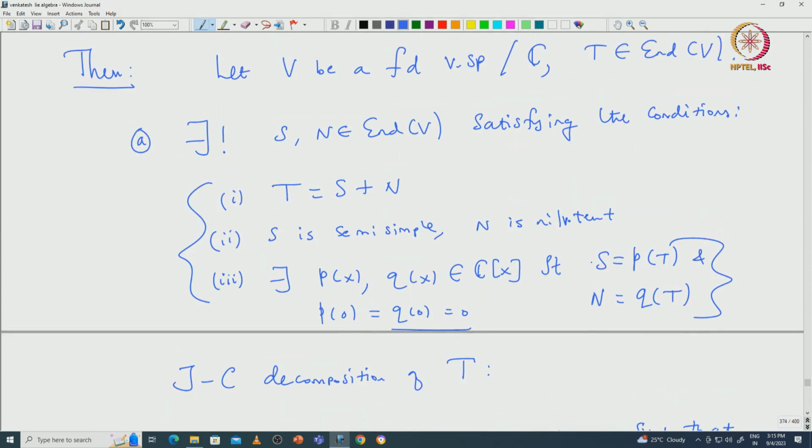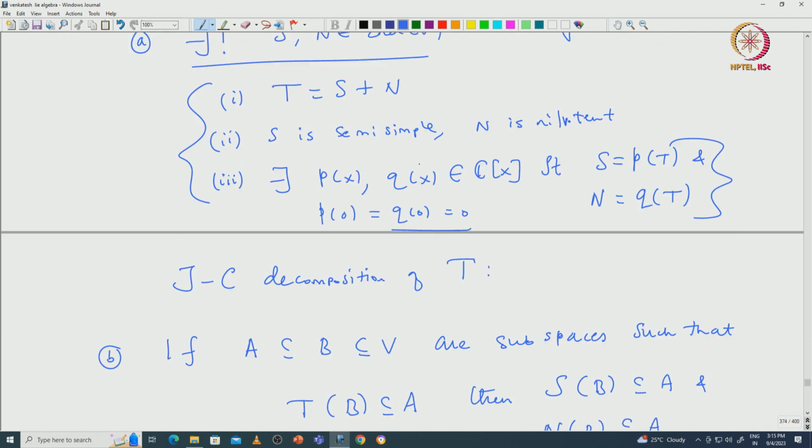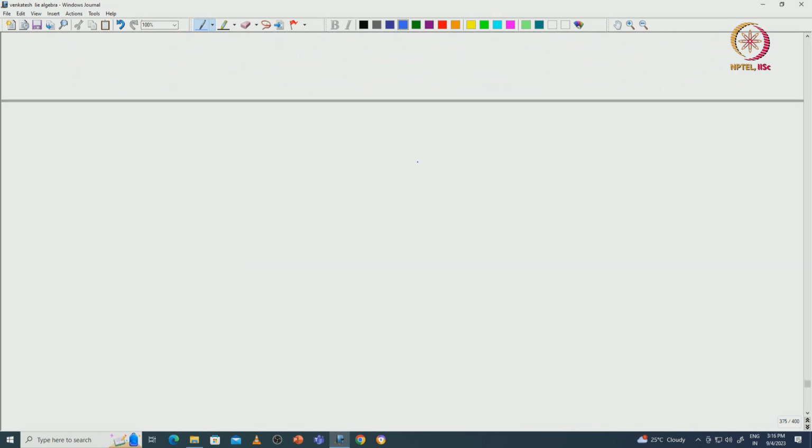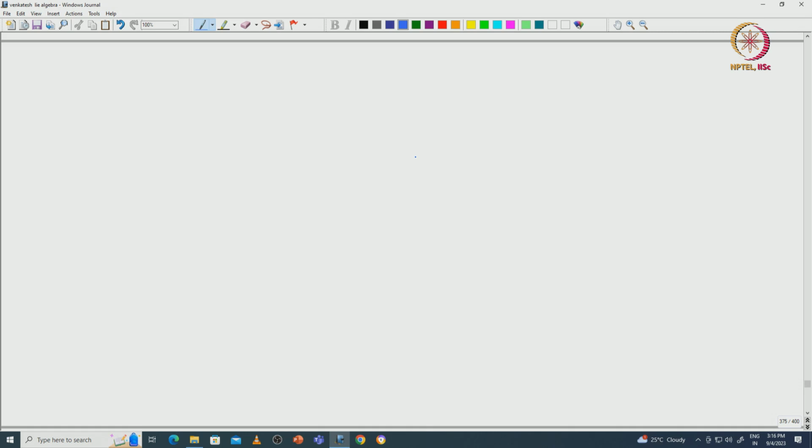So, indeed we proved the existence of this Jordan-Chevalley decomposition using what is called the primary decomposition, which I am not going to recall. For us what is important is this Jordan-Chevalley decomposition. Now once we have the notion of Jordan-Chevalley decomposition, we can ask similar questions for any given operator and its adjoint operator. So, here is a lemma.